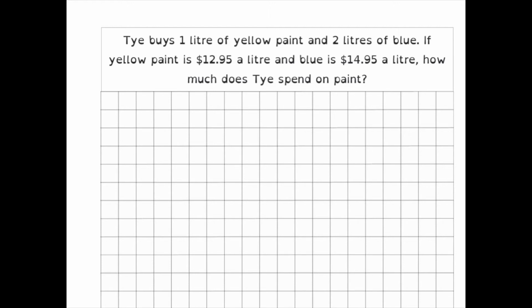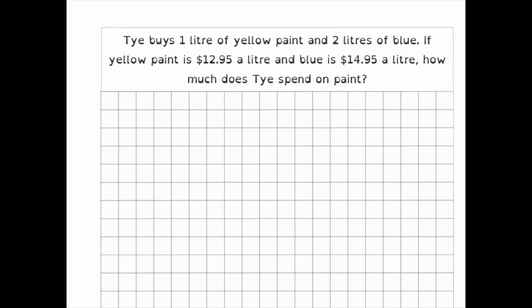So the first thing is that we're going to read the problem, and sometimes it's really good to just read it a couple of times. Ty buys 1 litre of yellow paint and 2 litres of blue. If yellow paint is $12.95 a litre and blue is $14.95 a litre, how much does Ty spend on paint? So it might be a good idea now to just pause and quickly read that in your head one more time.